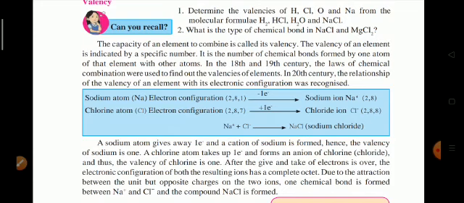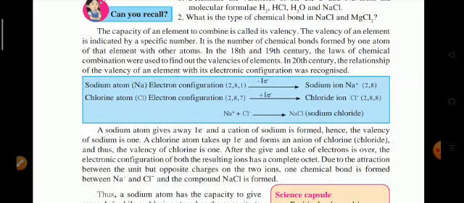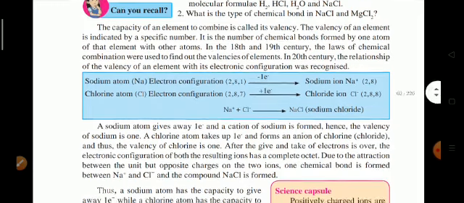That is, 2, 8, 7 is the electronic configuration of the chlorine atom. When the sodium atom gives one electron to the chlorine atom, it completes its outermost shell. And this is how the combination of the elements takes place. So while forming NaCl, Na+ plus Cl-, they neutralize each other and form NaCl, that is sodium chloride.